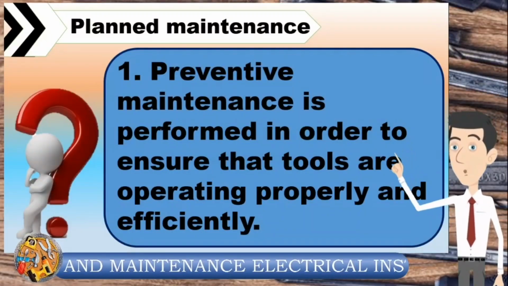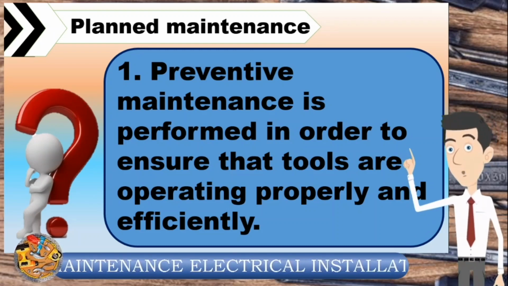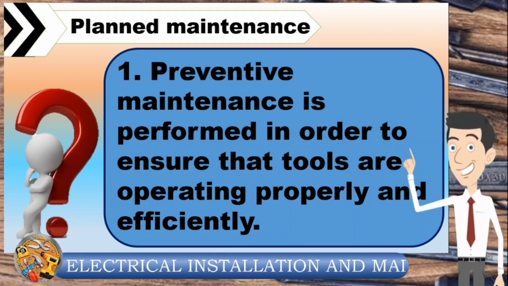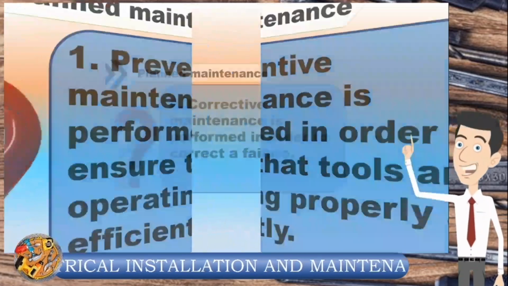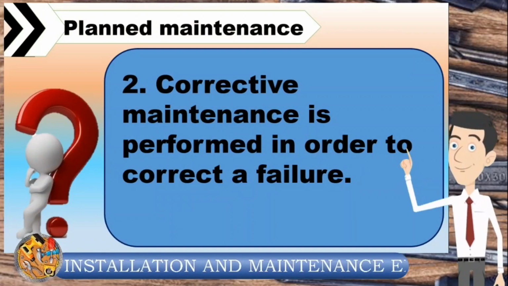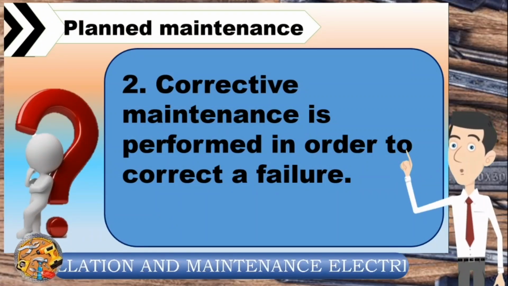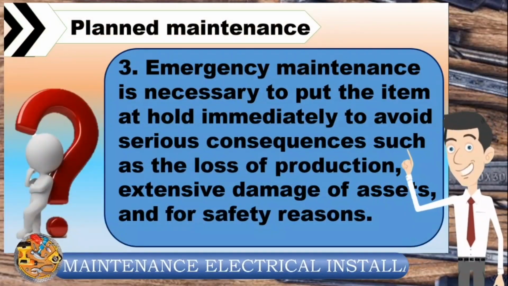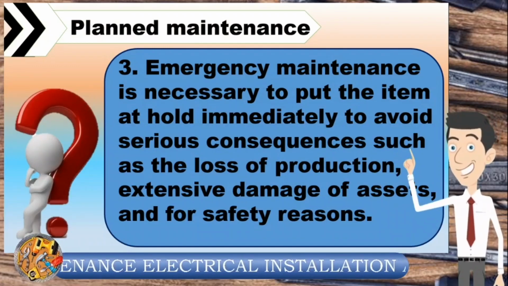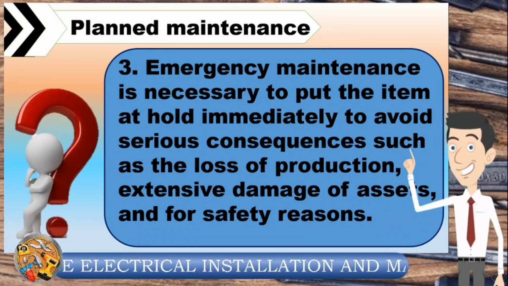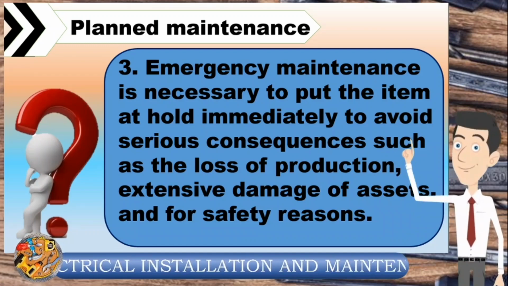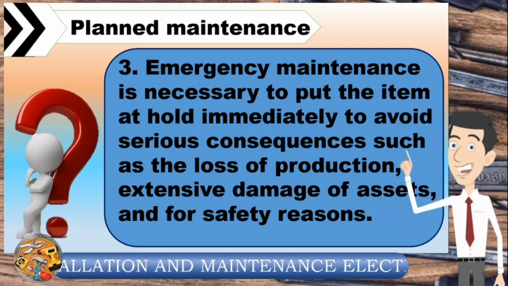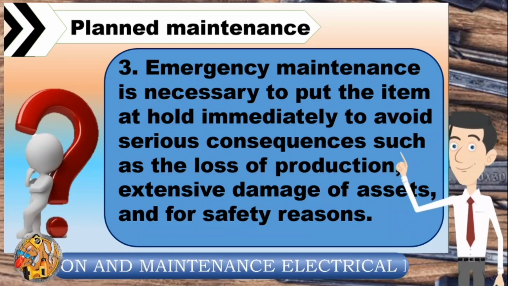We have the planned maintenance. Number 1, preventive maintenance is performed in order to ensure that tools are operating properly and efficiently. Number 2, corrective maintenance is performed in order to correct a failure. And number 3, emergency maintenance is necessary to put the item on hold immediately to avoid serious consequences such as the loss of production, extensive damage of an asset, and or for safety reasons.